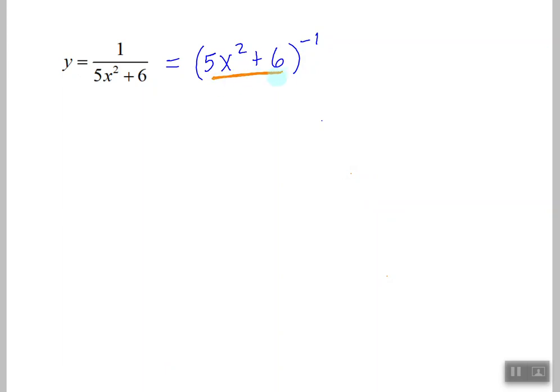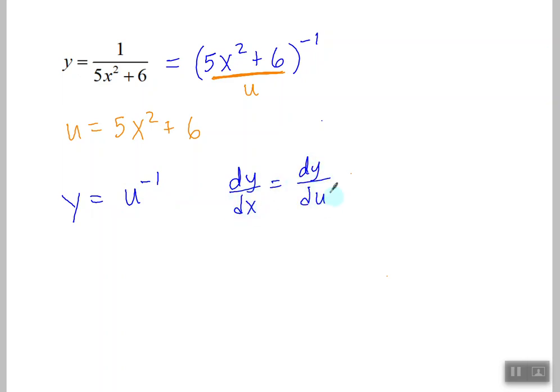Notice I have an inside function right here. My chocolate is this: u is 5x squared plus 6. So I can write this y function simpler as y equals u to the negative 1. Well, I want the derivative of y with respect to x. That's the derivative of y with respect to u times the derivative of u with respect to x. What is the derivative of y with respect to u? What is the derivative of this? Negative 1 times u to the negative 2 times, what is the derivative of u with respect to x? The derivative of the inside function is 10x.